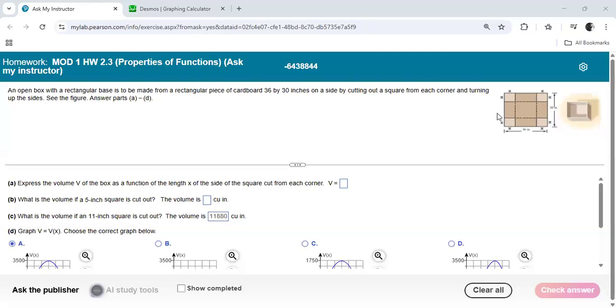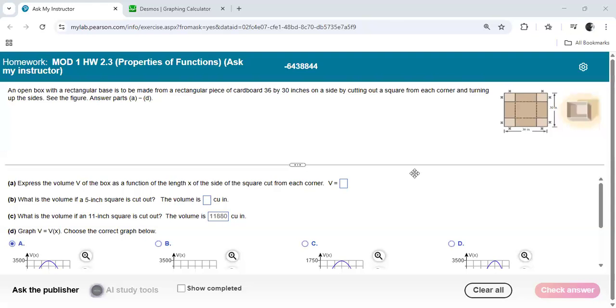All right, so this is our situation here. We have a flat piece of cardboard and we want to fold up the corners into a box. So we have to cut a little square out of each corner so that we can then fold up all the 4 flaps to make the sides of the box. The first thing it's asking is to express the volume of the box as a function of the length x of the side of the square. So basically, based on how much we cut out of that corner, that's going to determine the volume of the box from the pieces that remain.